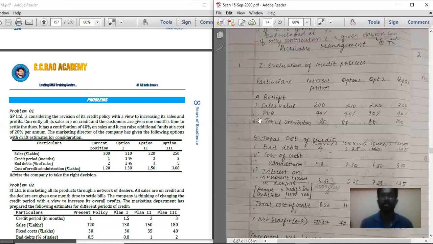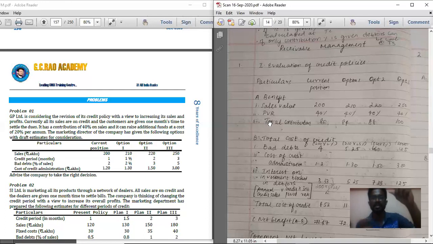Below that, point number 2, that is Roman number 2, profit volume ratio, PVR. What is the profit volume ratio? Profit volume ratio is nothing but contribution ratio. They have given it as a contribution of 40% on sales. So profit volume ratio is 40%. So the remaining 60% is variable ratio. You would have studied this in marginal costing.